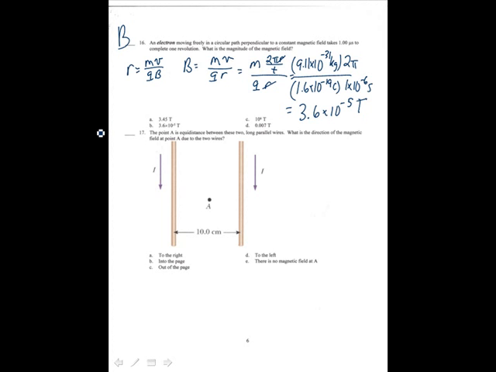16 is B. Point A is equidistant between these long parallel wires. What is the direction of the magnetic field? Alright, due to this wire, the magnetic field is coming out of the page, and then due to this wire, it's going into the page. So these two cancel out. Okay, so the answer to this is E. There is no magnetic field.